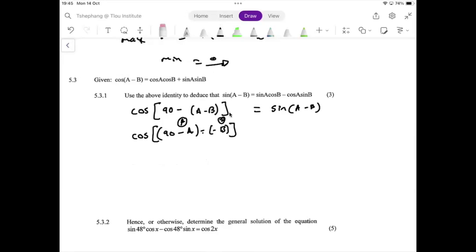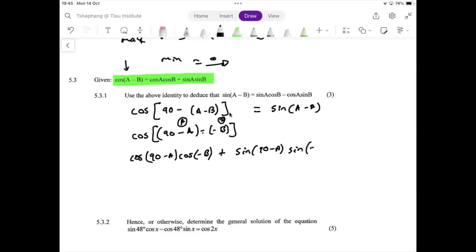Okay, now I can simply say cos of 90 minus A, that's the first angle. We're just relying on the top part. Cos of the first angle multiplied by cos of the second angle, so this will be cos of minus B. Then it says plus sine of the first angle, which is 90 minus A, multiplied by sine of negative B. Hoping we're all together there.